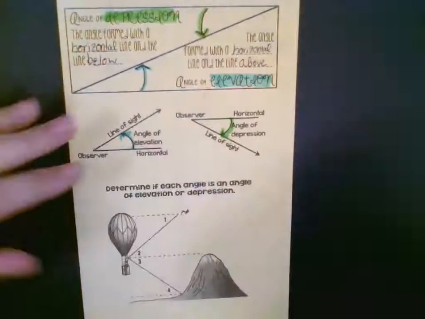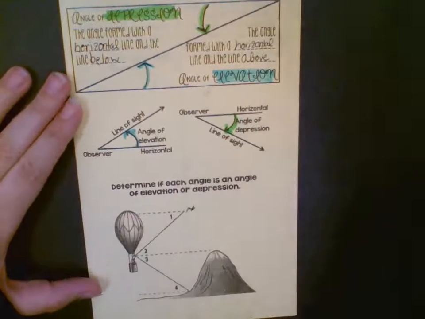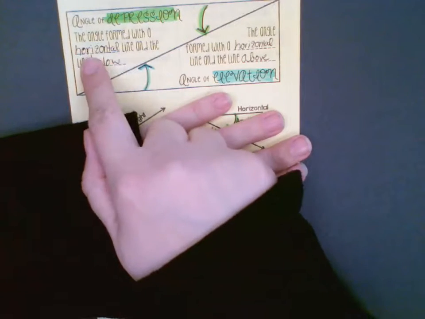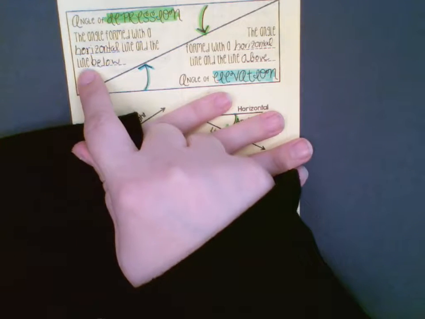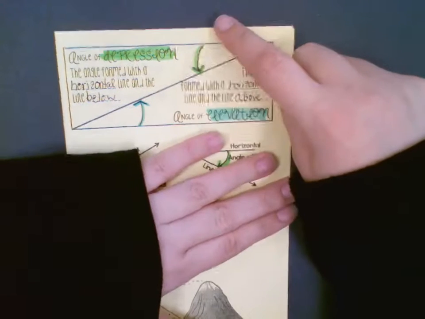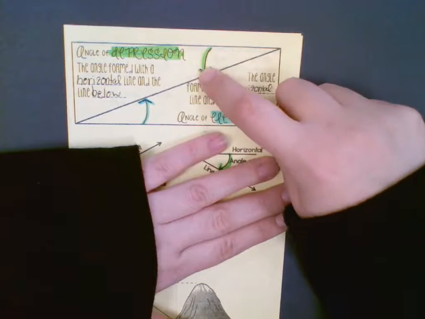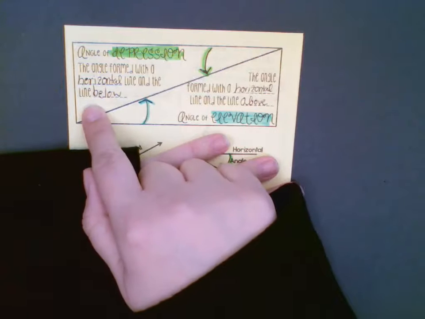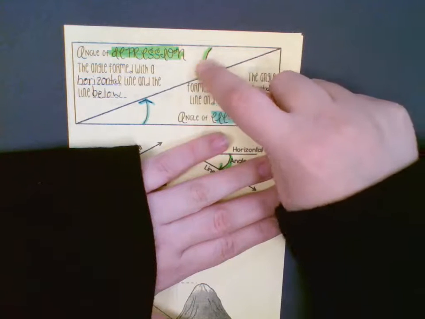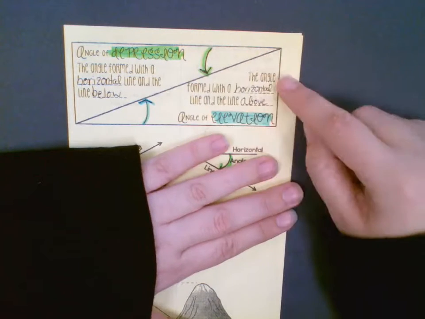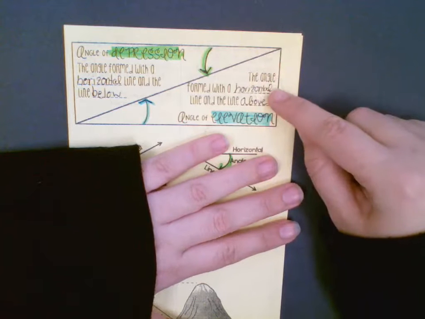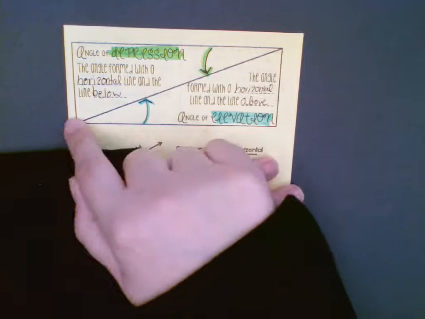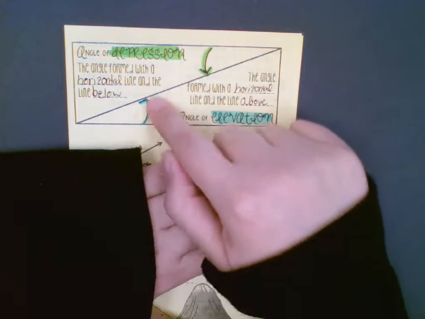Okay, so the angle of depression is the angle that's formed with a horizontal line and the line that goes below it. So an example would be this angle right here. Here's my horizontal line and the line that goes below it, so the angle between those two lines is depression. The angle of elevation is formed with a horizontal line and the line that goes above it. So horizontal line, a line above it, so angle of elevation.